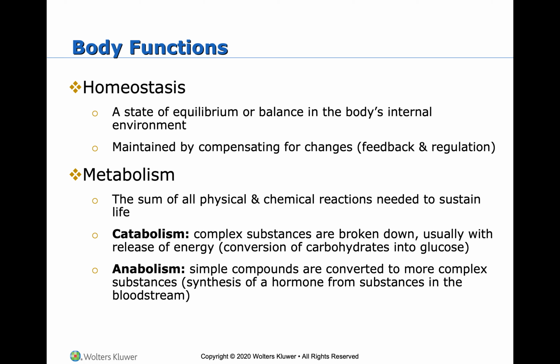So catabolism is a breakdown of complex substances into simple substances, and anabolism is the opposite. An example of catabolism would be the conversion of carbs into glucose, and then the subsequent breakdown of glucose into energy. Anabolism would be the creation of hormones from simple substances in the bloodstream.